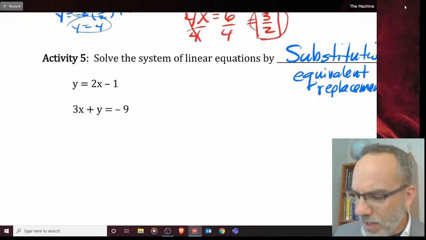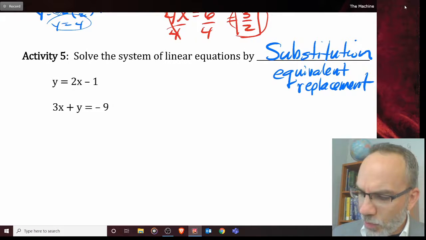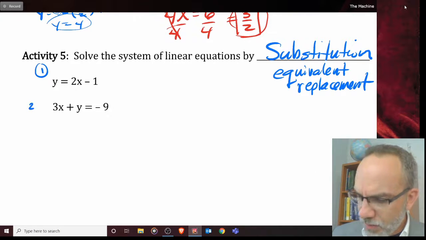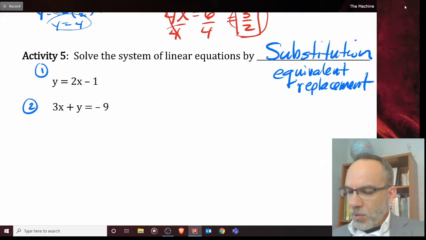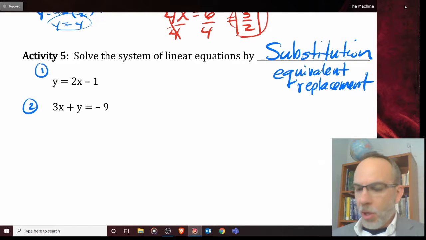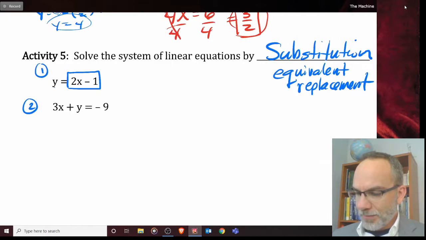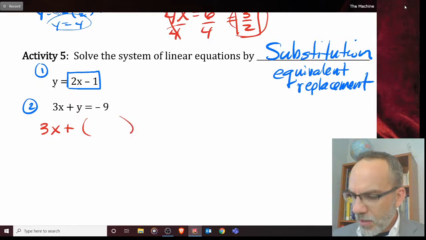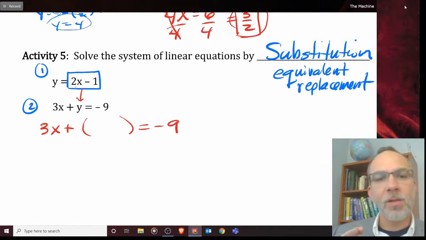So here's what I've got. And maybe the first thing I ought to do is I ought to label my equations. This is equation number 1, and this is equation number 2. Now, if you'll notice, I have equation number 1 already solved for the y value. Whatever y is, it's equal to 2x minus 1. Well, guess what? That means in the second equation, 3x plus a y value has to equal negative 9. I'm just going to replace the y with the 2x minus 1. It's a replacement. It's an equivalent replacement.